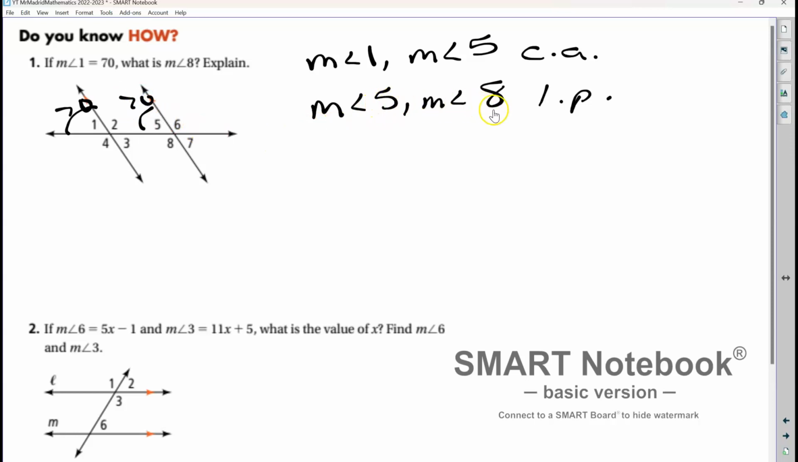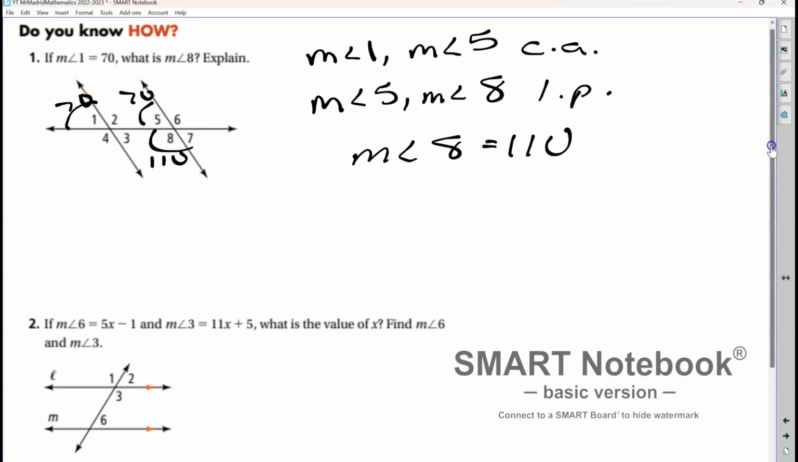And 5 and 8, the fact that they're linear pairs, what about them? Here we have 5, here we have 8. So we know that if this is 70, this together has to be 180, so therefore this is 110. So therefore we have the measure of angle 8 is what? 110.